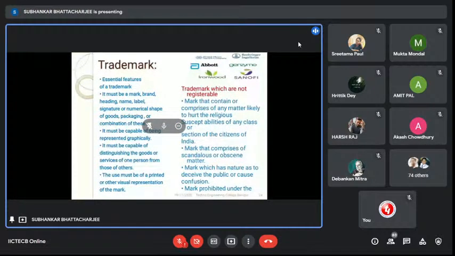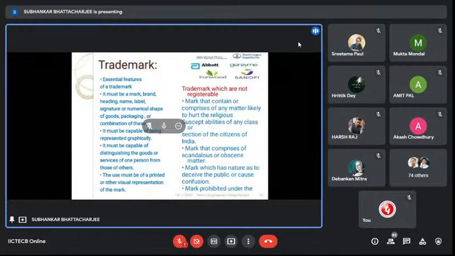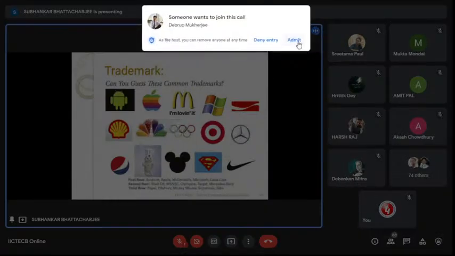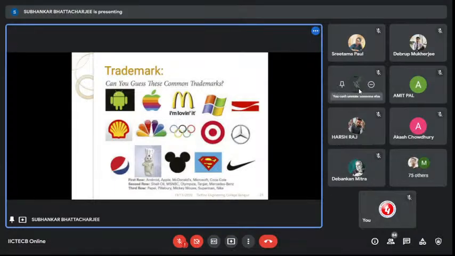These are some trademarks, symbols and names. You can see all the company names are different from each other. Like this is the trademark. These are some common trademarks.